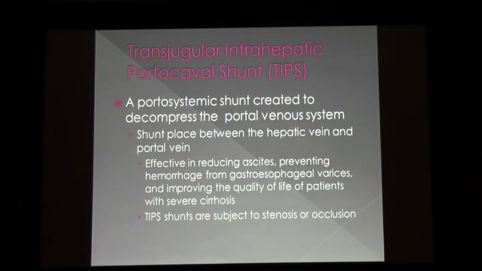A way to correct that is with the transjugular intrahepatic portosystemic shunt, so with the TIPS. And what that is, a portal systemic shunt created to decompress the portal venous system. The shunt is placed between the hepatic vein and the portal vein, and it's effective at reducing ascites, preventing hemorrhage from gastroesophageal varices, and improves the quality of life in patients with severe cirrhosis.